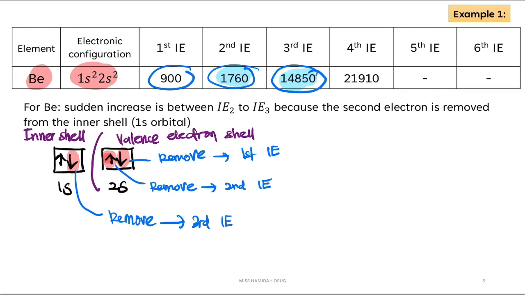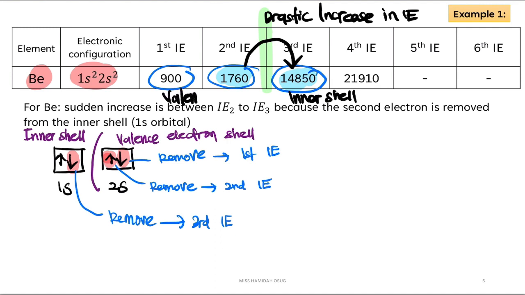As you can see, there is a drastic increase between the second and the third ionization energy. If we are given data like that, we can conclude that the removal of the third electron is happening from the inner shell. Thus, the first and the second electrons are the valence electrons of the element. So for beryllium, the sudden increase is between the second and the third ionization energy, because the third electron is being removed from the inner shell, which is the 1s orbital.